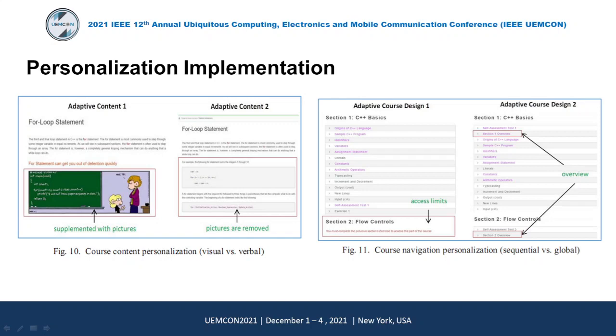For the personalization implementation, we have course content. We supplemented visual learners' courses with pictures. And for textual learners, we remove the pictures. In terms of course navigation personalization, since sequential learners learn in linear steps, we limit their access so that they will not skip learning objects, versus the global learners, who learn through skipping learning materials.